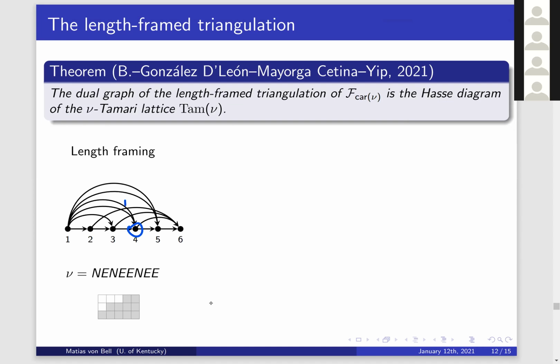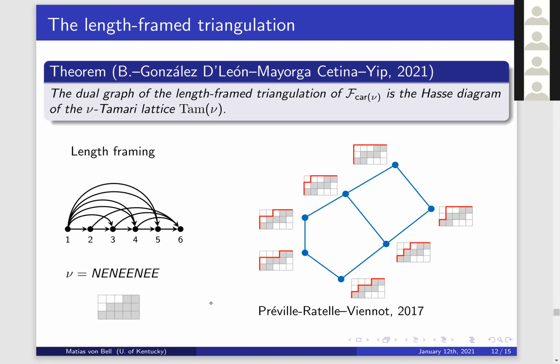So if we look at the incoming edges 1, 2, 3, and the outgoing edges now 1, 2, the incoming edges were ordered the same as they were in the planar framing. The outgoing edges are now in reverse order. And in this case, if we take this framing, the triangulation has its dual graph, the Nu-Tamari lattice introduced by Préville-Ratelle and Viennot.